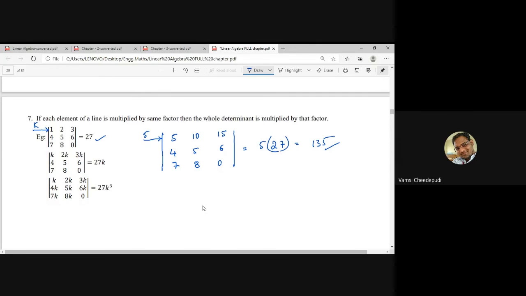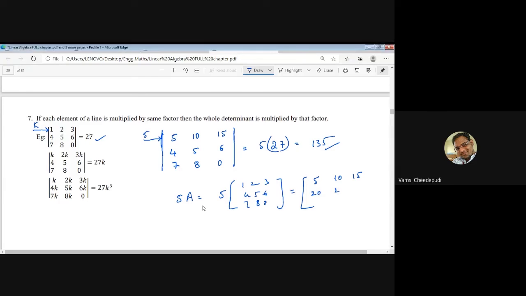This is a determinant, not a matrix. I am talking about the determinant. If you use the word matrix, 5 into A is different. 5 into 1, 2, 3, 4, 5, 6, 7, 8, 0 is different. Every element should be multiplied with 5: 5 ones are 5, 5 twos are 10, 5 threes are 15, 5 fours are 20, 25, 30, 35, 40, 0. This is 5A. I am not talking about 5A. I am talking about 5 into only the first row of the determinant, 5 into R1.